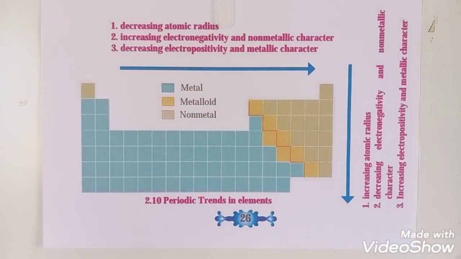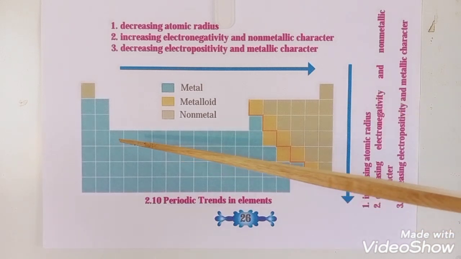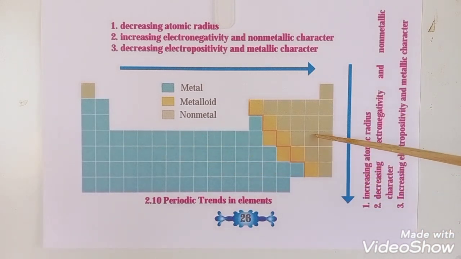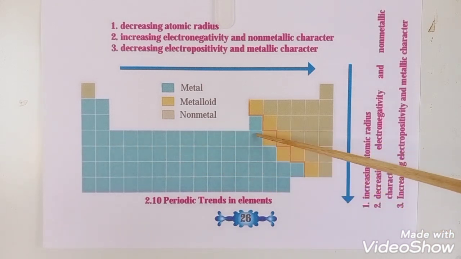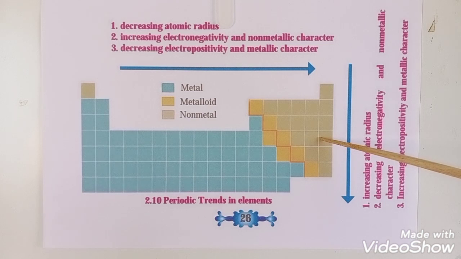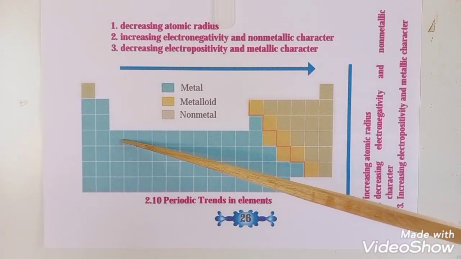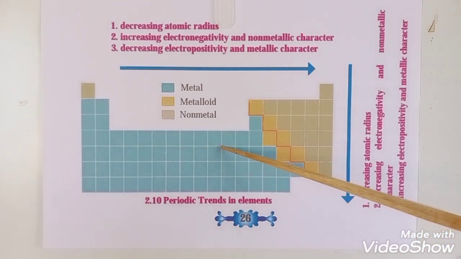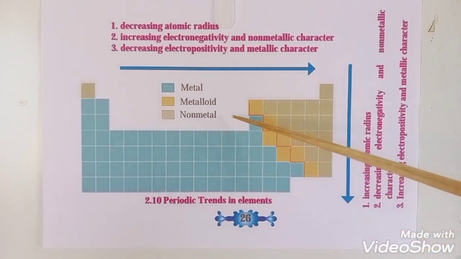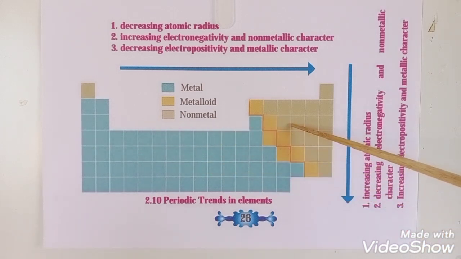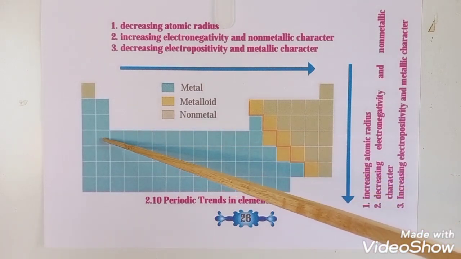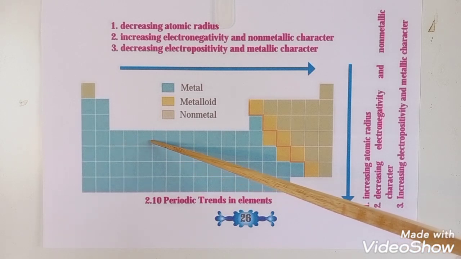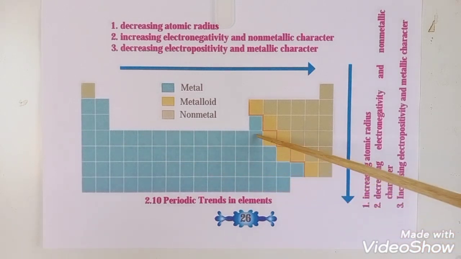Now, along a period, what happens? See here, suppose this period is considered. In this period, the atomic radius goes on decreasing from left to right. Therefore, electrons in the outermost electron shell experience more and more pull as we move from left to right. Therefore, they lose the ability to donate electrons gradually from left to right.